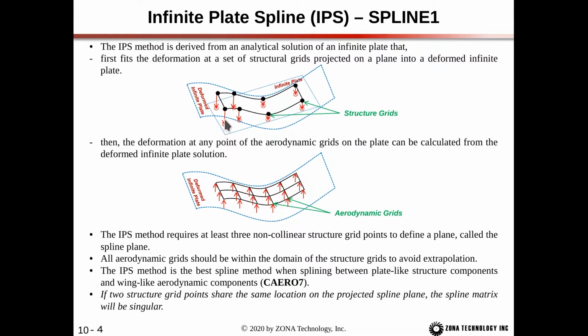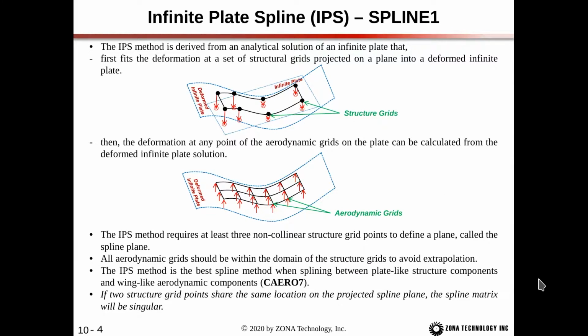However, you can see that if we go outside the domain of the structure grids, what we're doing is extrapolating the deformation of our structure grids to these points outside the region of the structure grids. And we want to avoid extrapolation because we all know that in general, extrapolation is bad. So the goal is, in our structure model, we want the structure grids to extend and cover the entire domain of where the aerodynamic boxes would be.